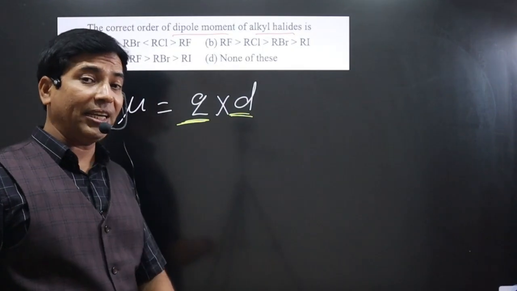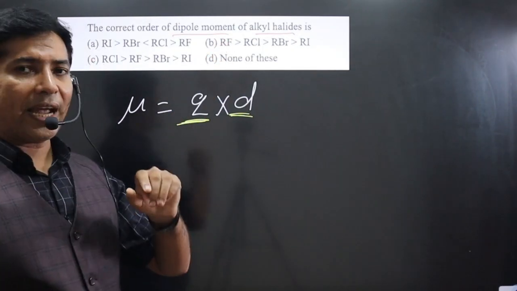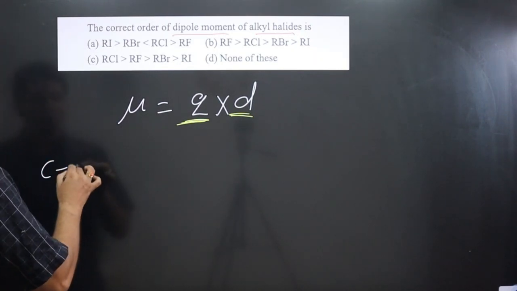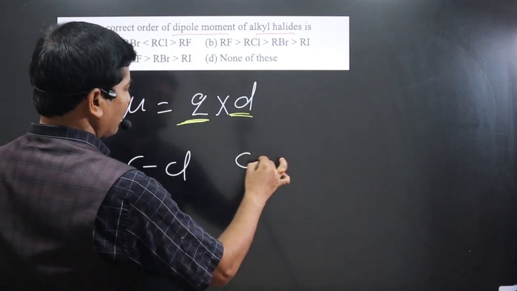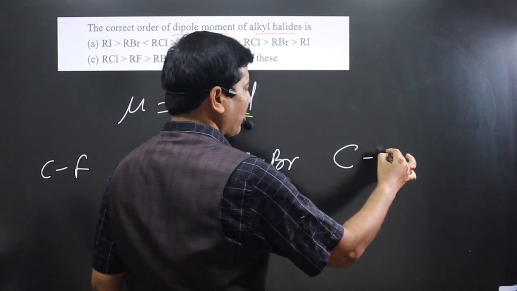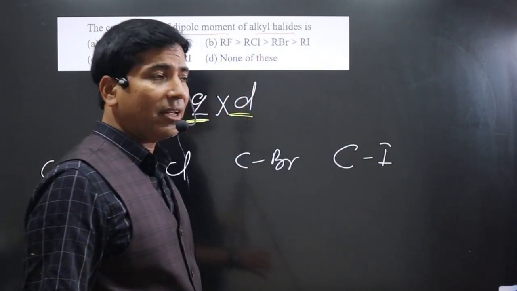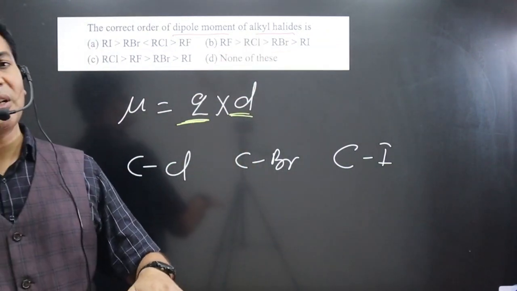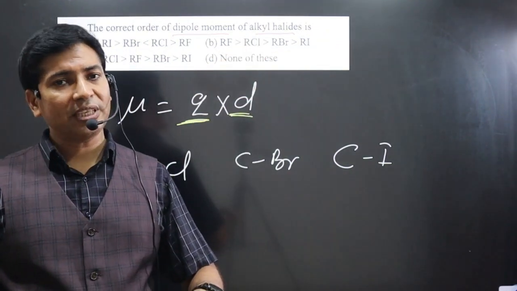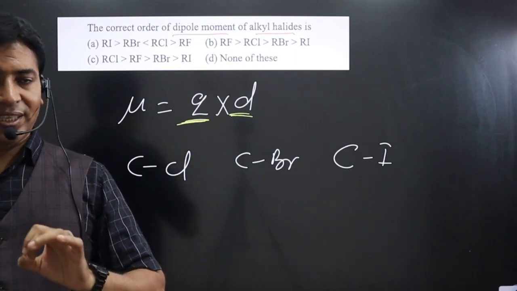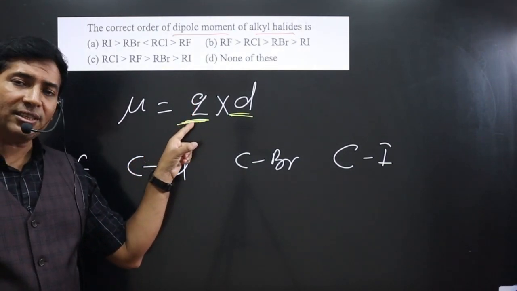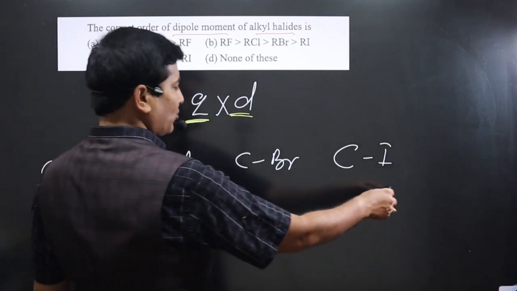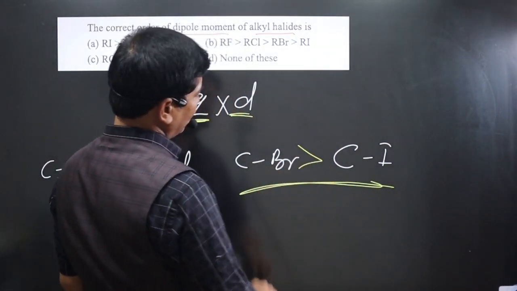Since we are finding the dipole moment of alkyl halides, it means a carbon-halogen bond is there. We have carbon-fluorine, carbon-chlorine, carbon-bromine, and carbon-iodine. In general, what we have learned is that when we move from top to bottom in a group, as the size of elements increases, the magnitude of the charge decreases, and when the magnitude of the charge decreases, the dipole moment also decreases. You can see in this case we have the regular trend.